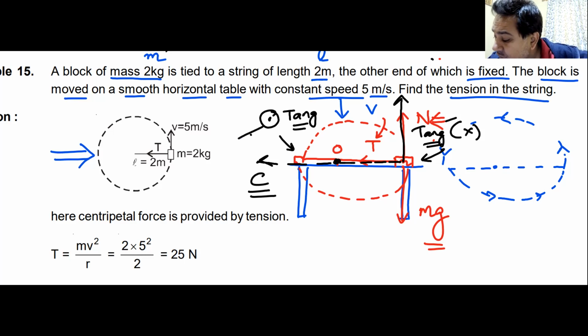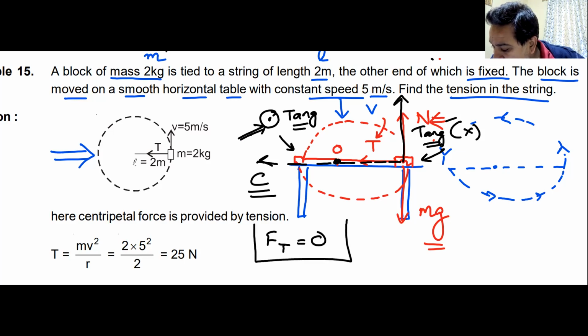Now, what are the forces acting in the tangential direction? Remember, there is no friction on this table. So even if the block is moving like this, there is no friction, so there is no tangential force. So my F tangential becomes 0 because there is no tangential force.